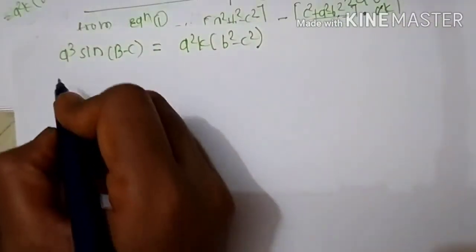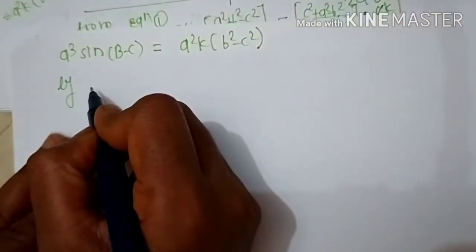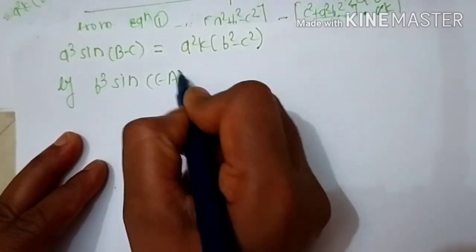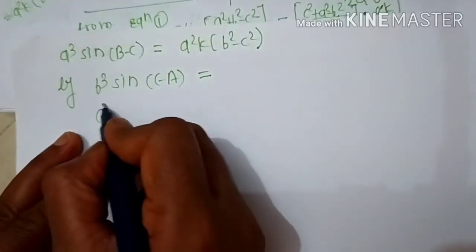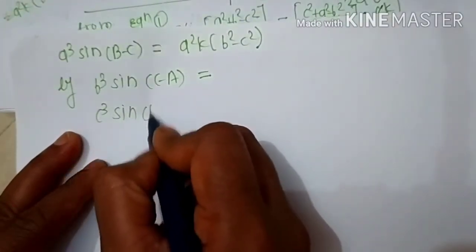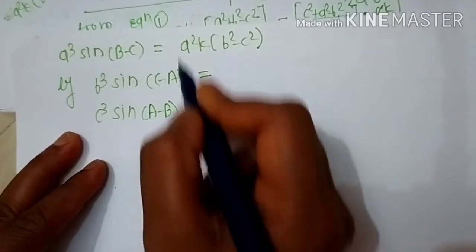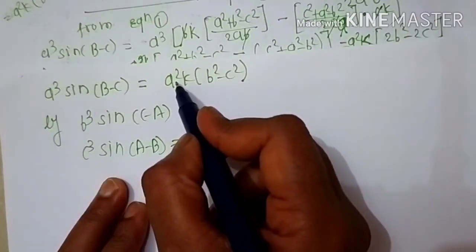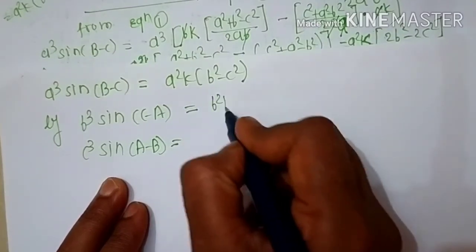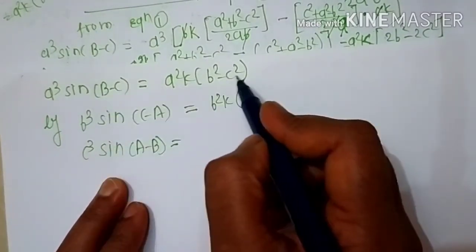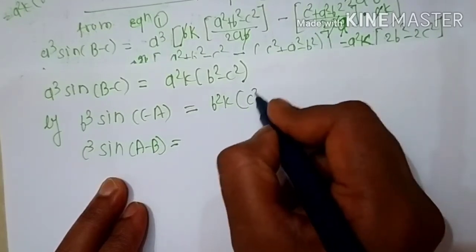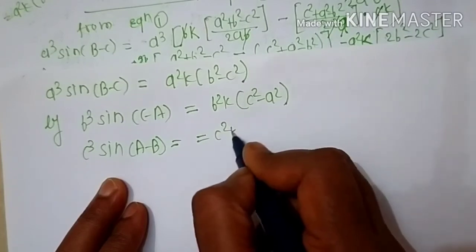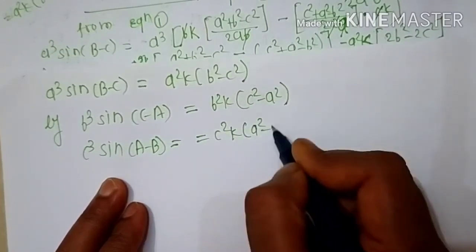Therefore similarly, b³ into sin(C − A) is equal to what we get, and next c³ into sin(A − B) is equal to. Observing the first result, what we get for the second value also: here is a³, then here is a²k, then here b²k, then here is b − c, then b² − c², so here what will be c² − a². Then the same thing also here, c²k into (a² − b²).